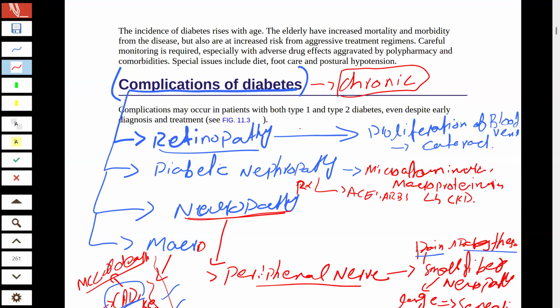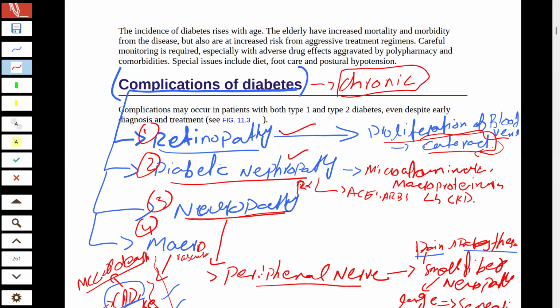So retinopathy, diabetic nephropathy, neuropathy, macrovascular complication. In retinopathy, there is proliferation of blood vessels, new blood vessels form, and this leads at the end to cataract, blindness and many other complications. And in diabetic nephropathy, there is microalbuminuria along with macroproteinuria, and ultimately the patient goes into CKD.